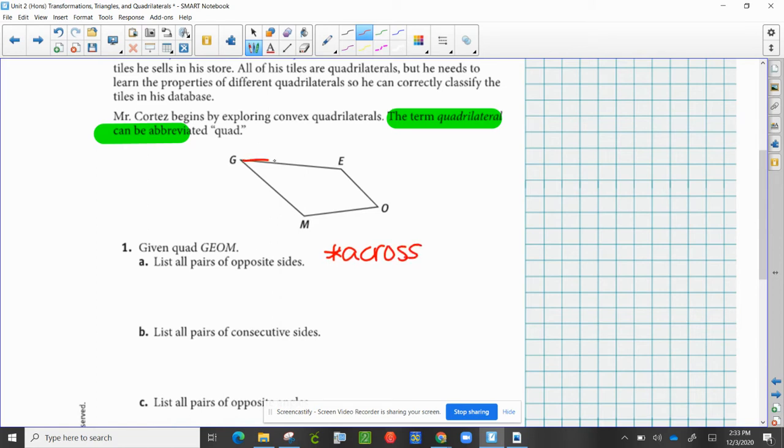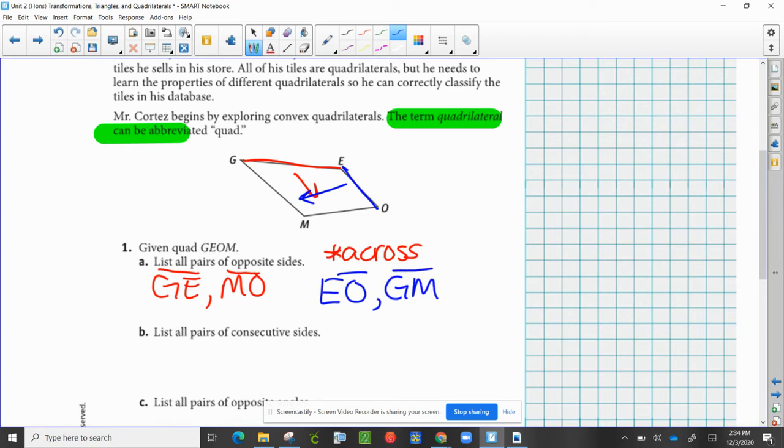So for example, if I look at this side, GE, the side opposite that would be MO. So those would be opposite sides. If we look at another one, EO, for example, the side opposite him would be GM. That's what it means to be an opposite side. So there's your pairs there of opposite sides.